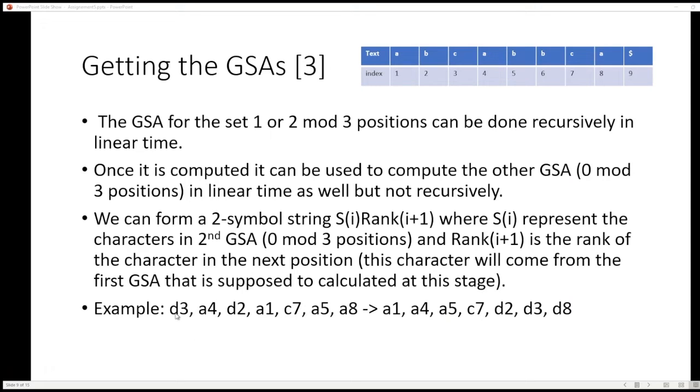As an example, if we have D3, A4, D2, A1, C7, A5, and A8, we can do a lexicographical sort on this array using radix sort. We obtain in this case A1, A4, A5, C7, D2, D3, D8. This will represent the second GSA. We can keep track of each character and its position in the original text array to construct the second GSA.